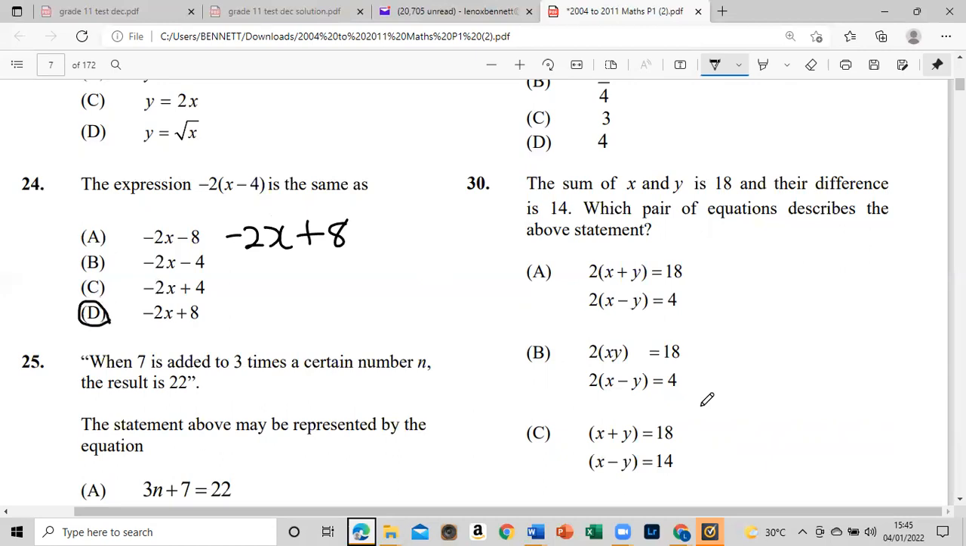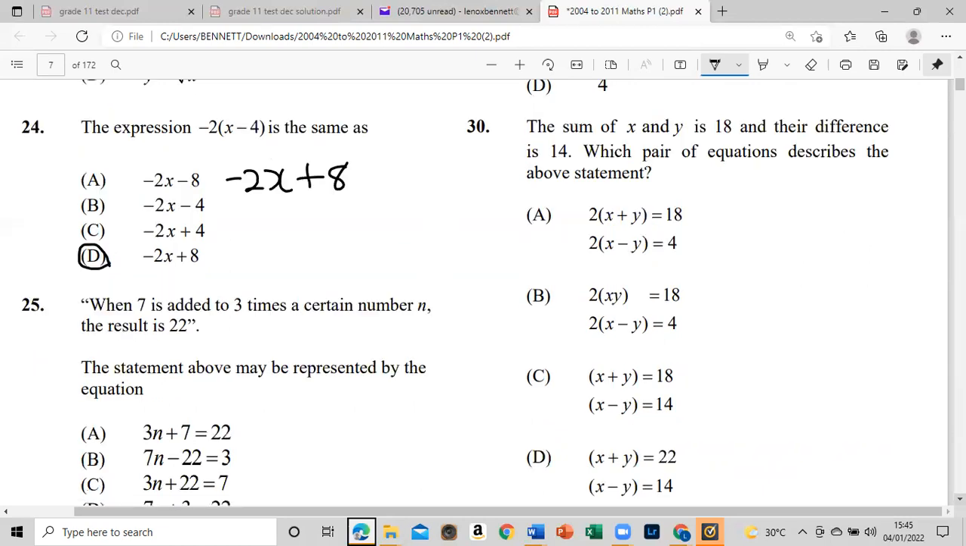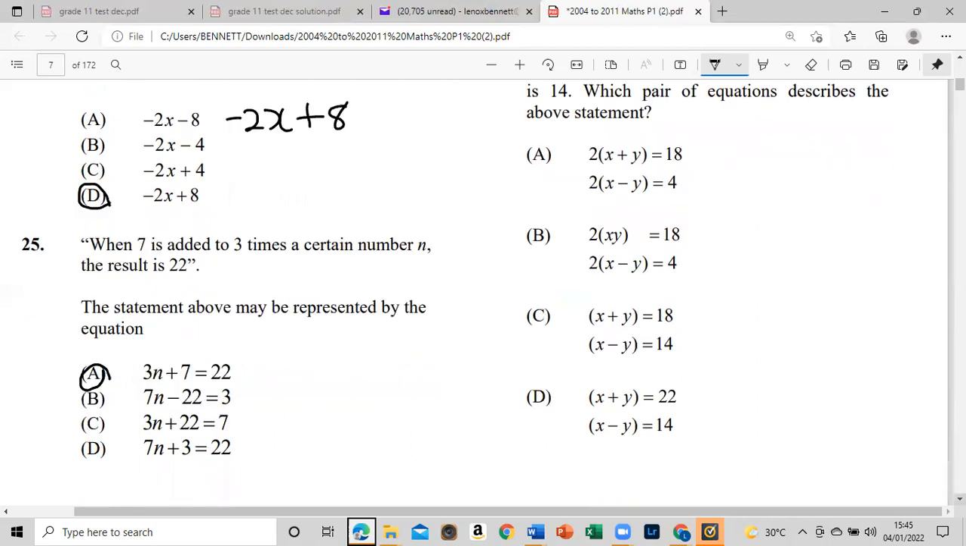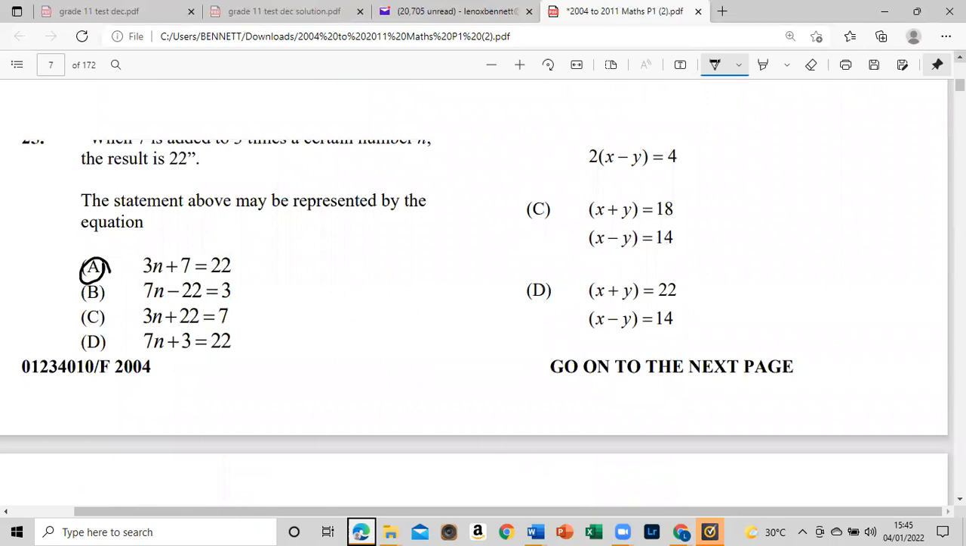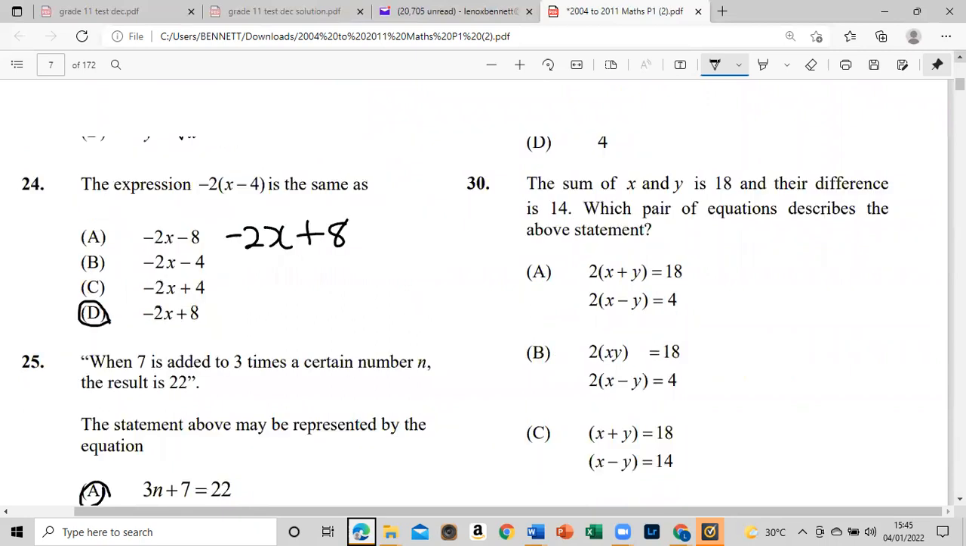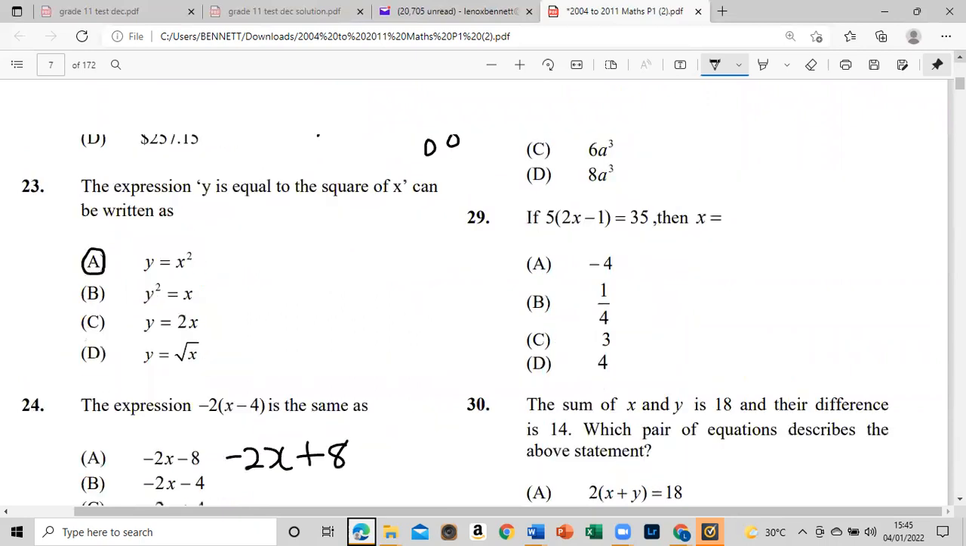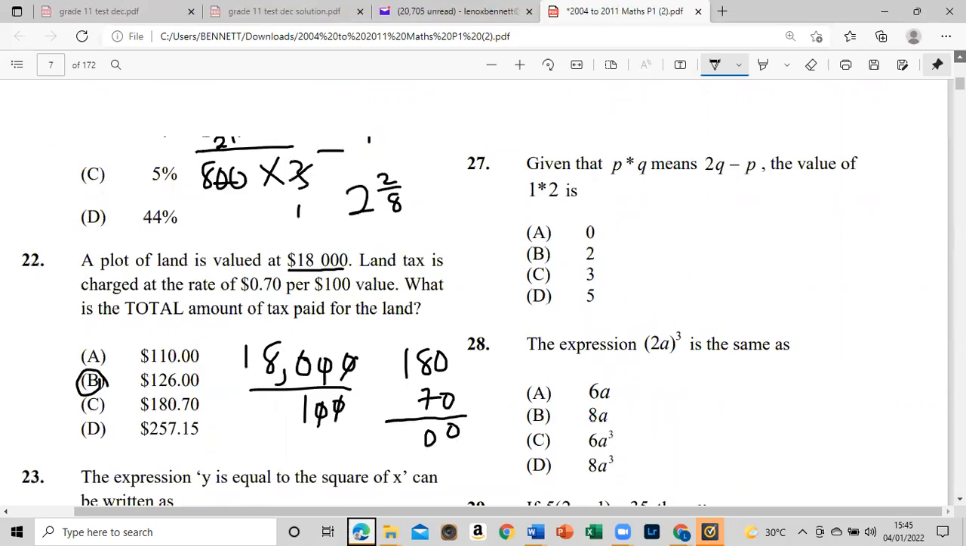Number 25 rather. When 7 is added to 3 times a certain number, n, the result is 22. 3n plus 7 equals 22. So our answer would be, which is straightforward. I love this. They didn't go around. Alright, so let's move on to 26, I think. Yeah.